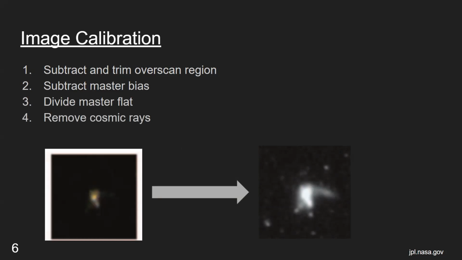Finally, removing cosmic rays. Small cosmic rays can hit the telescope and cause these weird perturbations in the pixels, and those need to be removed. So once we've done this process, we can get from the left image, which is pretty blurry, to the right image, which has a lot of usable information.